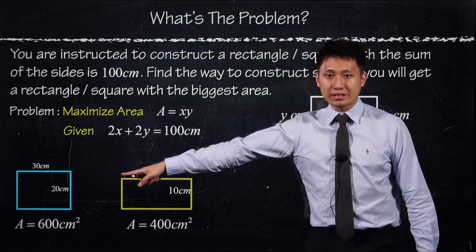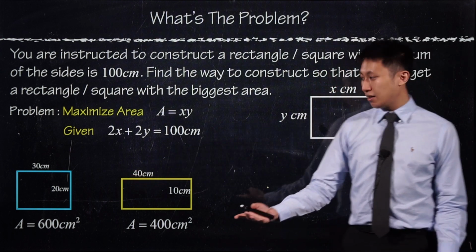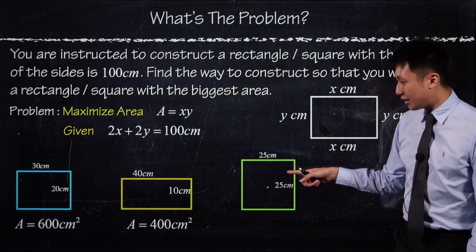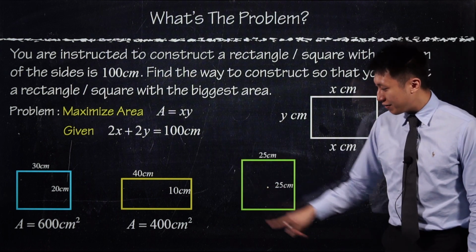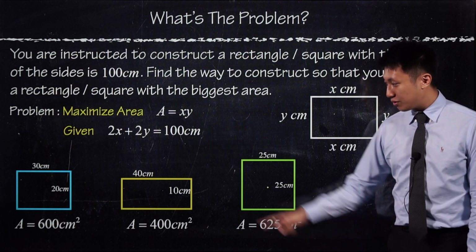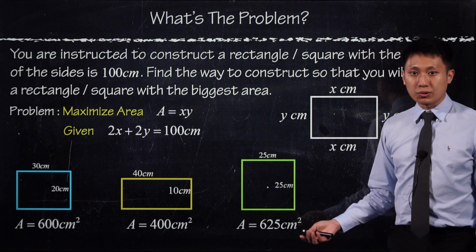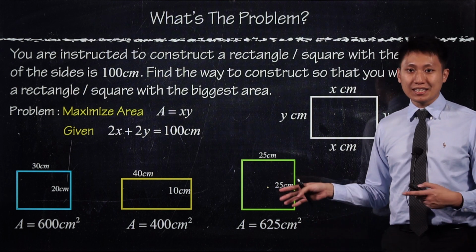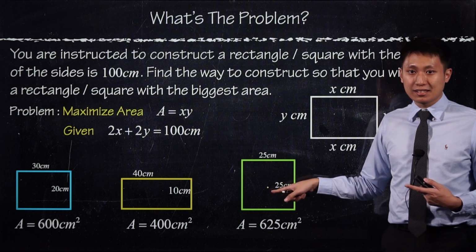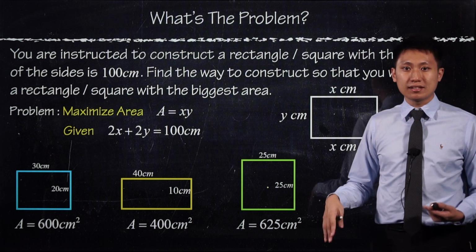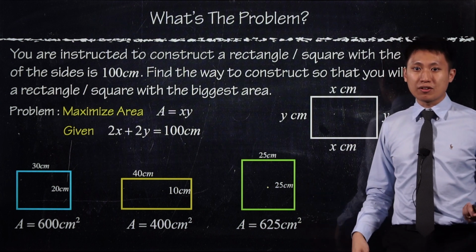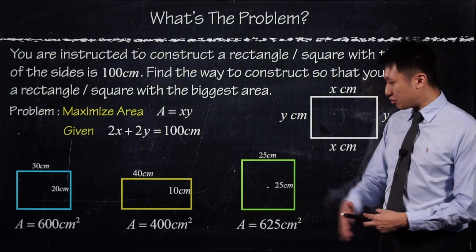So can you say that that one is the best one? Not really. You can go on and try this: 25, 25, 25, 25. Eventually you get, oh, it's even better than that one. It's 625 cm square. So for this case, I'll tell you this one is the one that maximizes the area. But how to solve it, we'll do it later. This one will be the one.